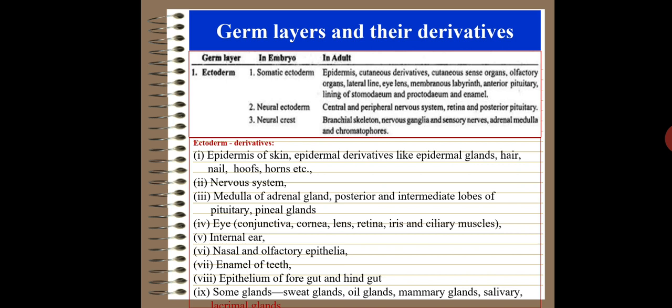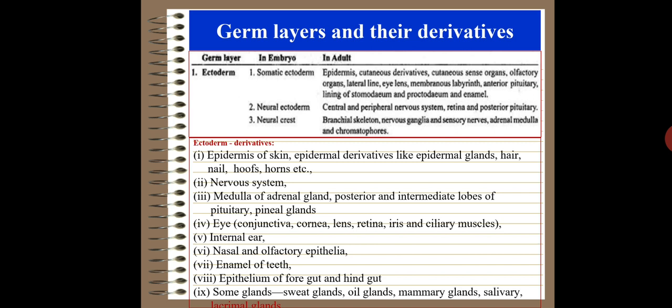The second region in the ectoderm is neural ectoderm. This is responsible for the formation of the central and peripheral nervous system, retina and posterior pituitary gland. Then the last part of the ectoderm is the neural crest, which is responsible for the formation of nervous ganglia and sensory nerves, adrenal medulla and chromatophores. These are the different organs which arise from the neural crest of the ectoderm.